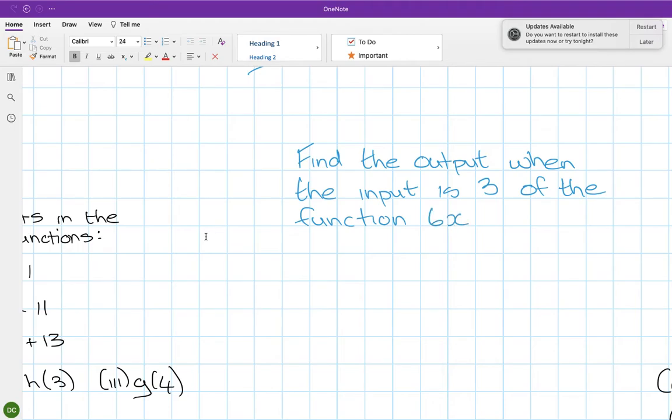it's x minus 4. I don't know if we've used that one yet. Okay, so find the output when the input is 3 of the function 6x minus 4. Now, I just want to show you another way of asking that question. Okay, so this is how they would ask it in an exam.